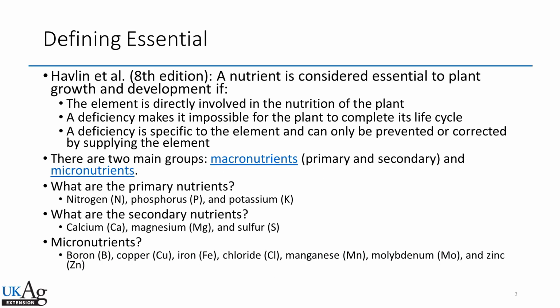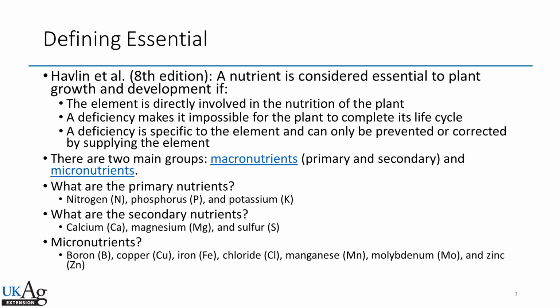When we define essential elements, I like to refer to the definition provided by Haviland in his textbook, where a nutrient is considered essential if it meets three criteria. First, the element is directly involved in the nutrition of the plant, so it's involved in metabolic processes. A deficiency in the nutrient makes it impossible for the plant to complete its life cycle, and a deficiency is specific to that element, can only be corrected by supplying that element, so adding some sort of other amendment won't correct this deficiency.